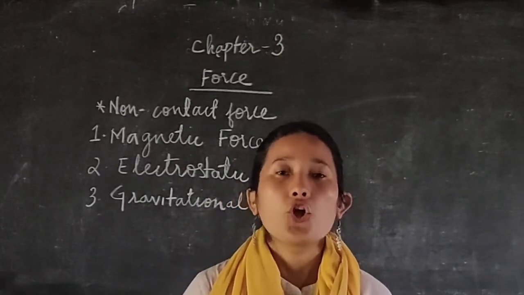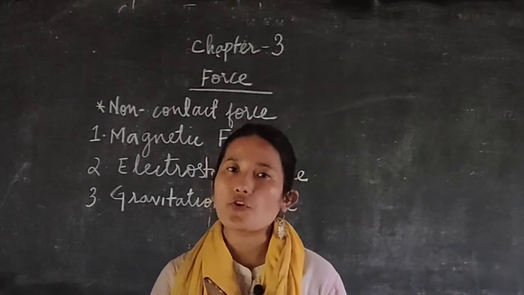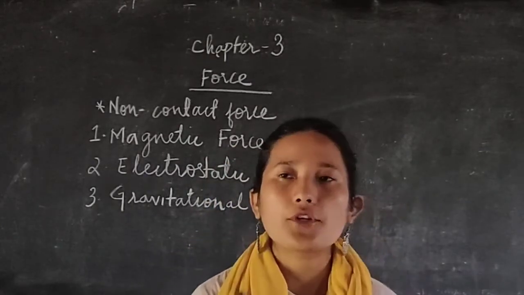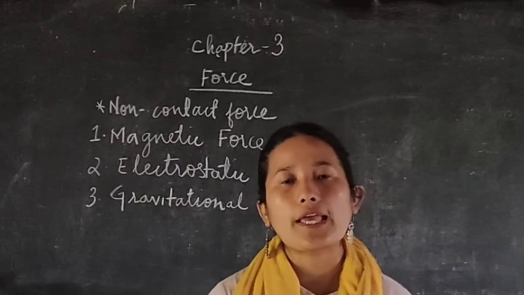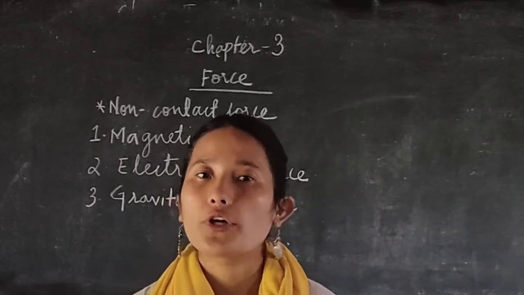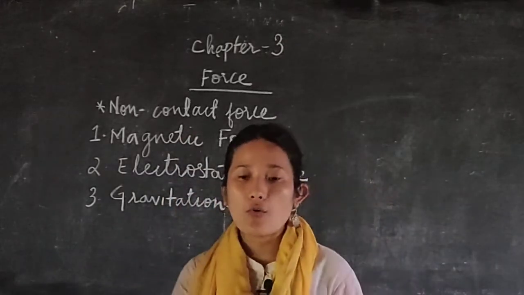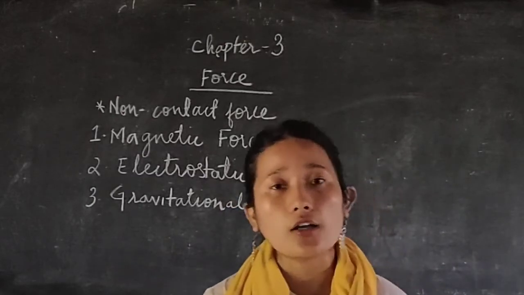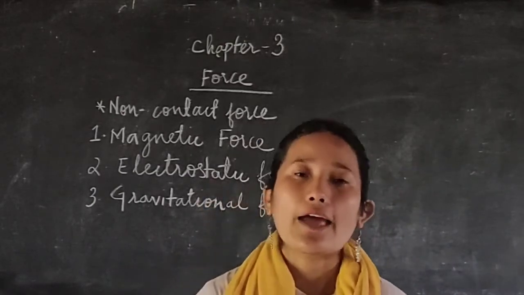That force exerted by the earth on the object, because of which the object is pulled downwards, is known as gravitational force. Gravitational force varies from place to place. The gravitational force on the earth will not be the same as that on the moon. So the downward force exerted by the earth on the object is known as gravitational force.